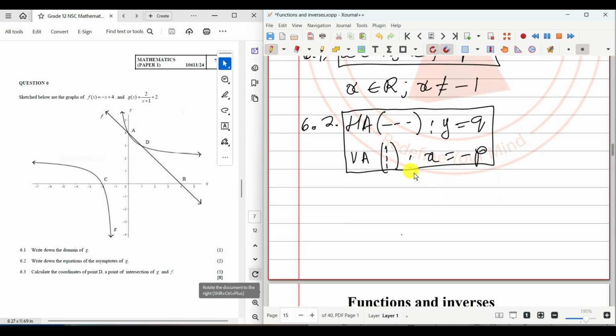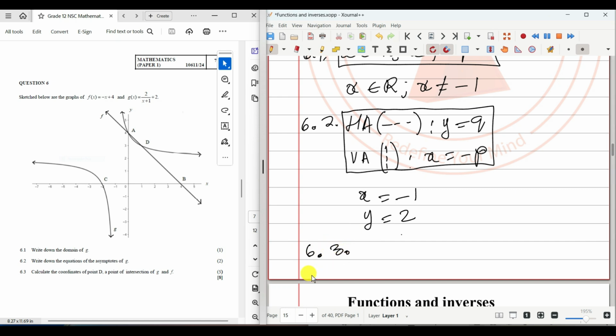Okay, now let's see. x equals negative, what is the value of p? It is 1. So this is x equals negative 1. y equals q. What is the value of q? It is positive 2. 3 marks, eh? Perfect.